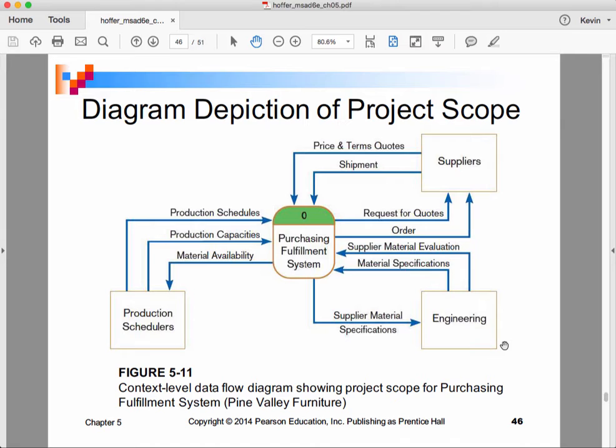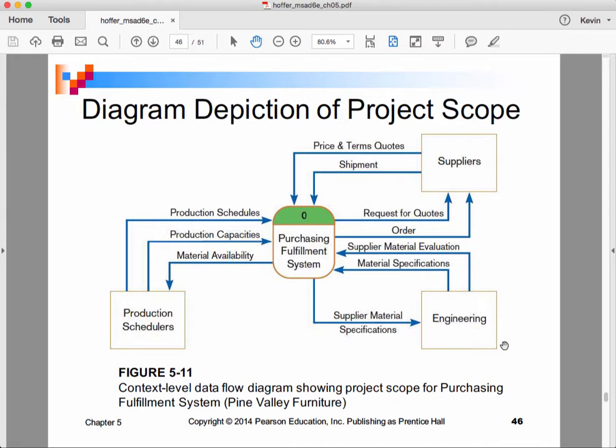Now, the diagram here on slide number 46 is from the first of the diagramming methods that we're going to learn in the course. It's from data flow diagrams. And this is the top level data flow diagram. In fact, the only one that we're going to use on a regular basis. It's called a context diagram.